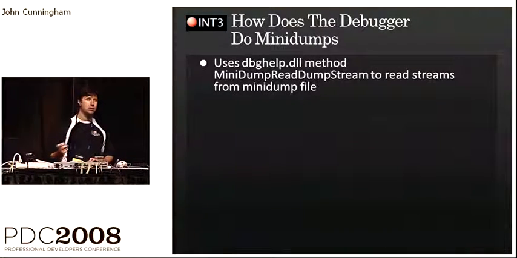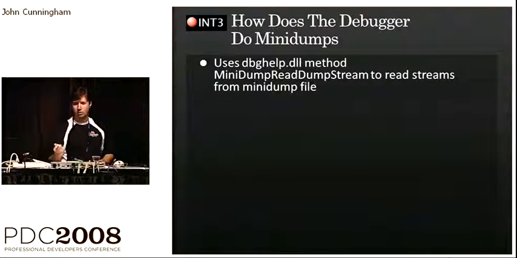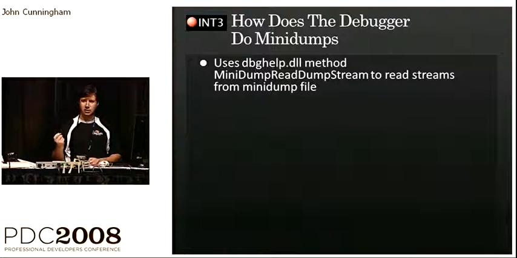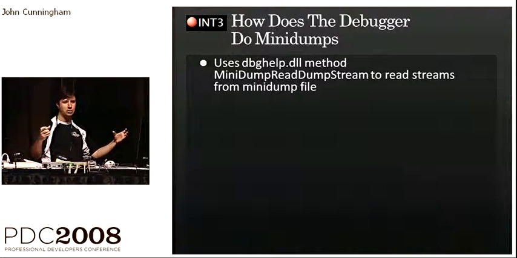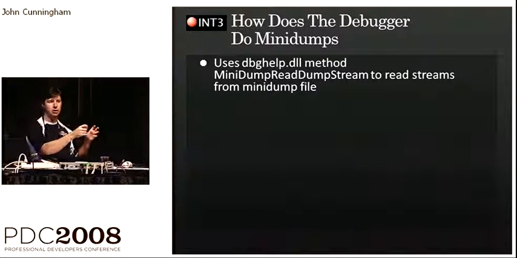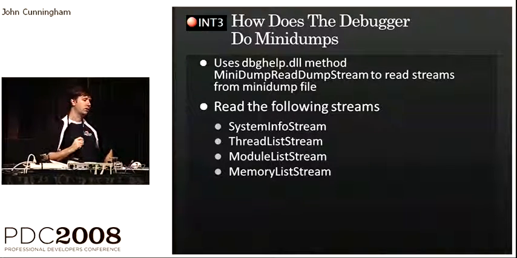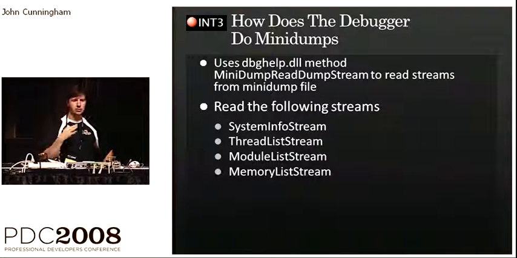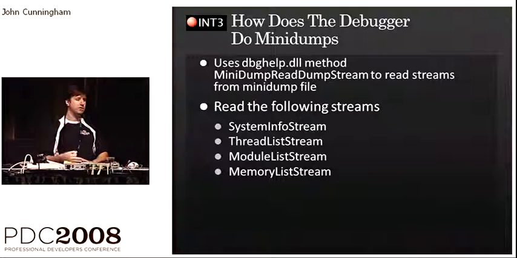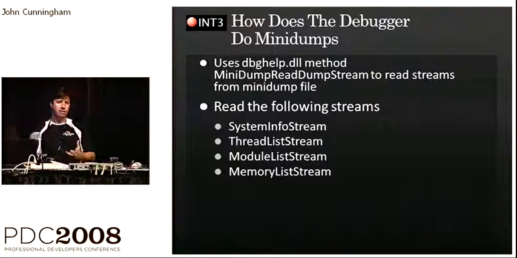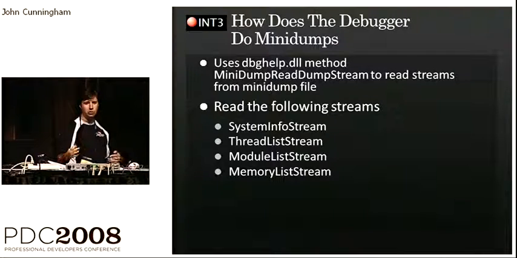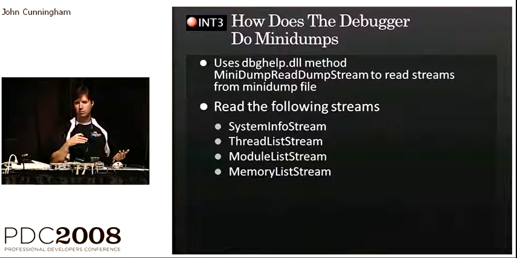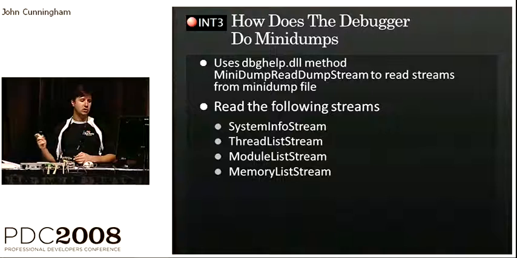So how does the debugger do mini dumps? Well, in common with WinDBG, we use the dbghelp.dll method, MiniDumpReadDumpStream, to read streams from a mini dump file. It's just a very big collection of snapshots of data that are pushed into a target file. We read things about the system to understand whether it's x86 or x64. We read all the thread information to populate our threads window, and what modules are there so that we can load all the symbols for those DLLs that were loaded at the time of the crash.